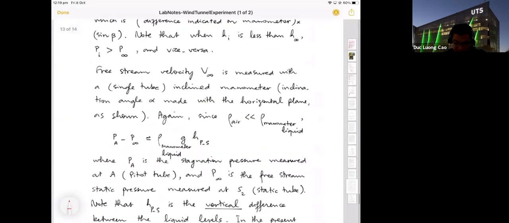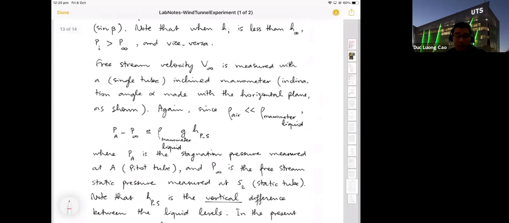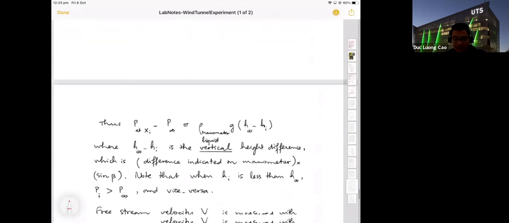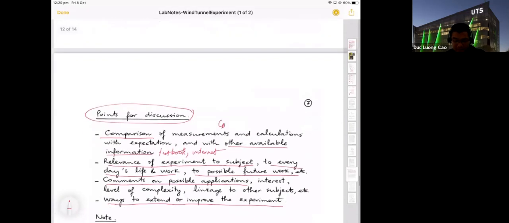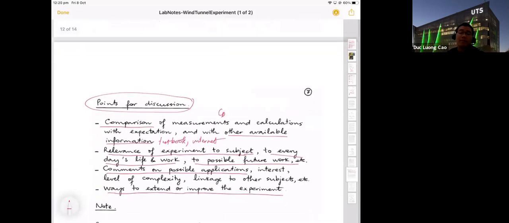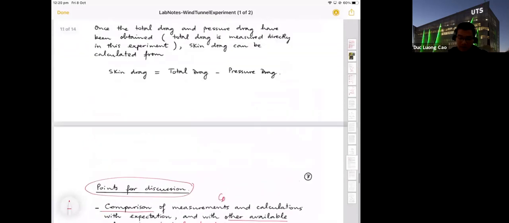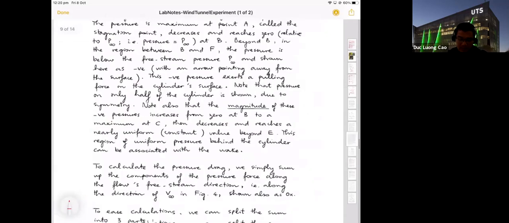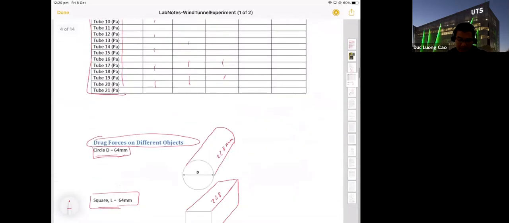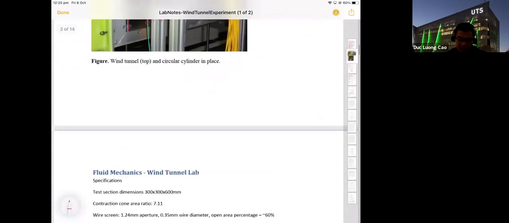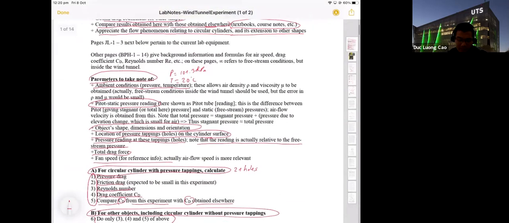And in here you still have some equations, but all the equations you need you can see in the sample calculation. Any question? Do you have any question?